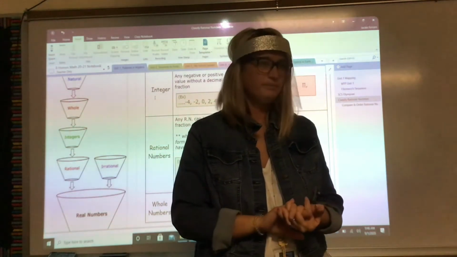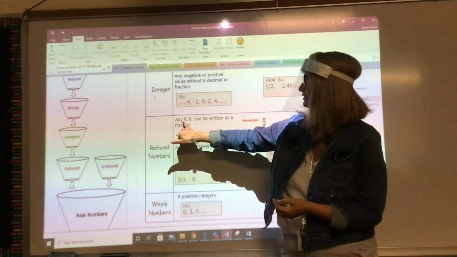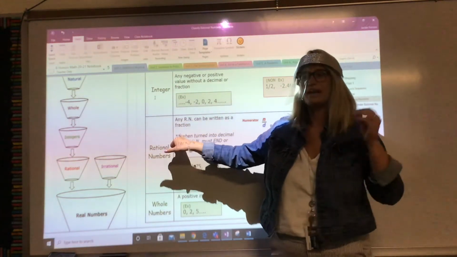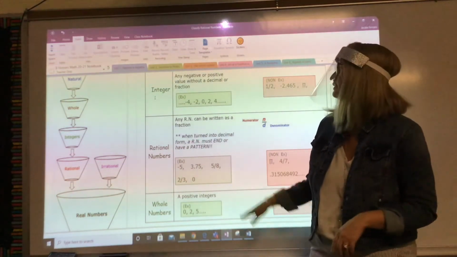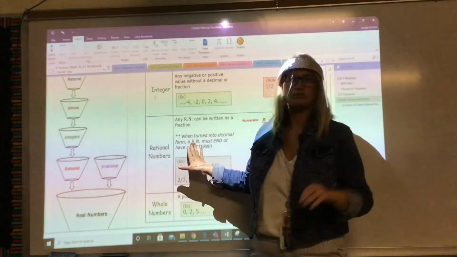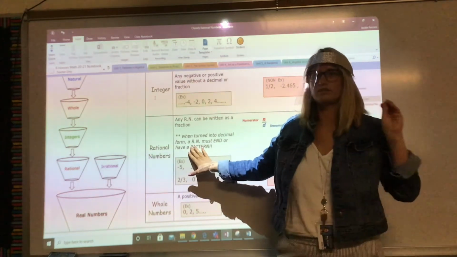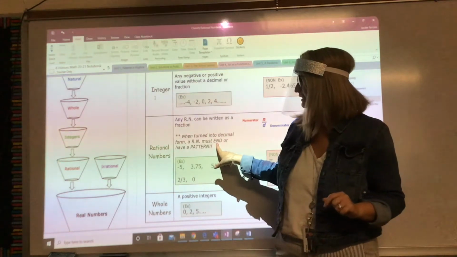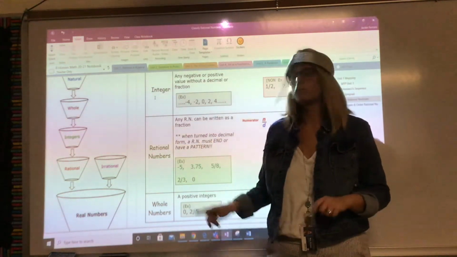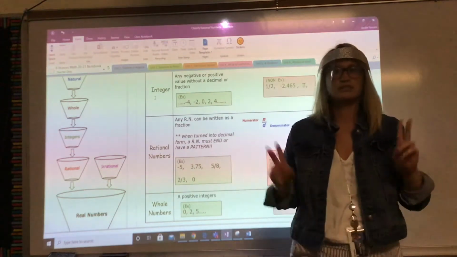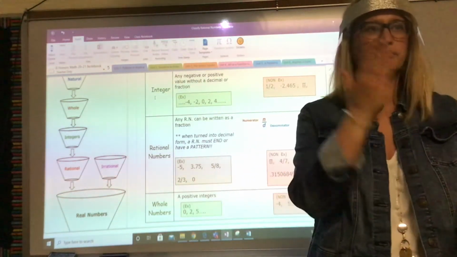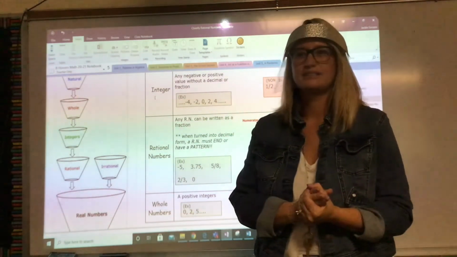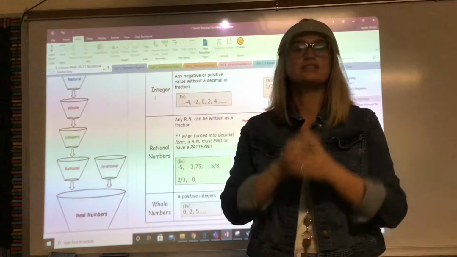Is that what we write? Any number? It's actually written right here. A rational number can be any number that's written as a fraction. So any fraction. It's also when you turn them into a decimal, or when you're looking at a decimal, they must end and have a pattern. So what are the 2 math words? What are the 2 vocabulary words for end? They must blank. They must, instead of end, what do we say? Jason? Terminate. They must terminate.